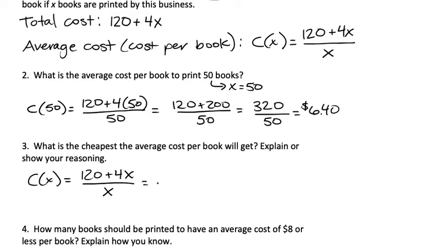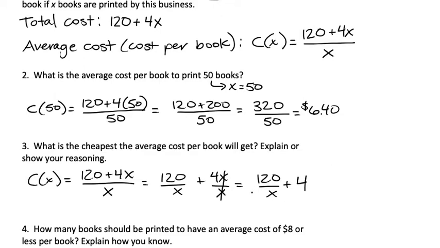Now I can rewrite this equation by splitting up the denominator and writing it as two separate fractions. So it would be 120 over X plus 4X over X. And then I can simplify the second one because the two x's here will cancel out. And so that gives me 120 over X plus 4.